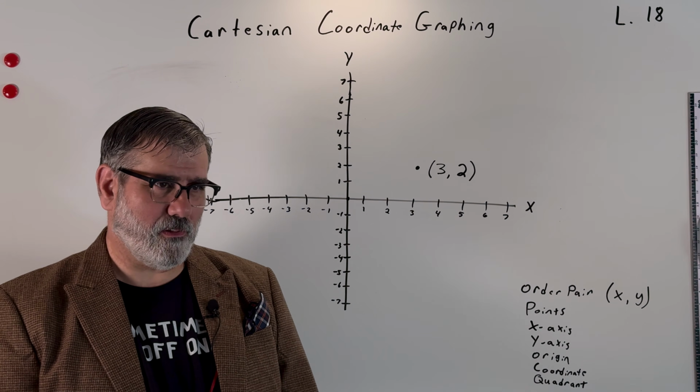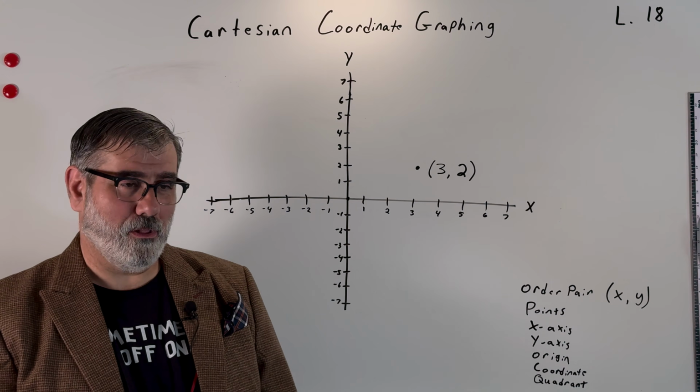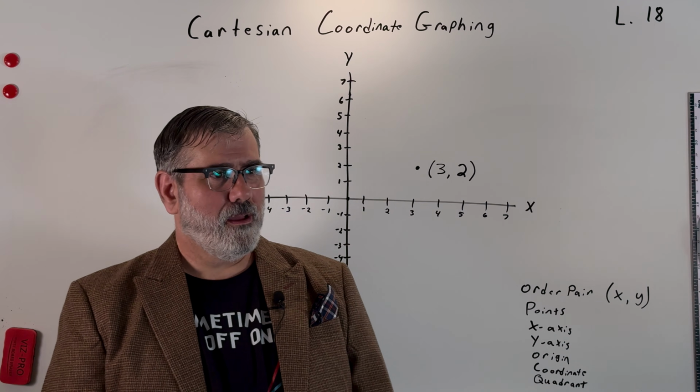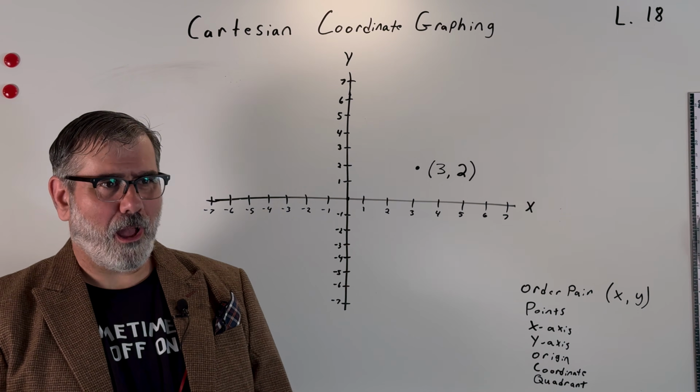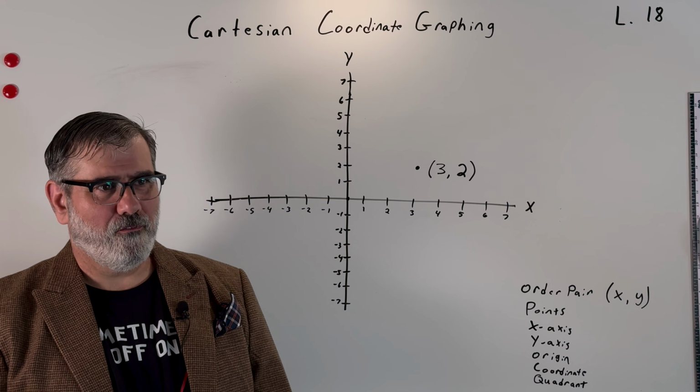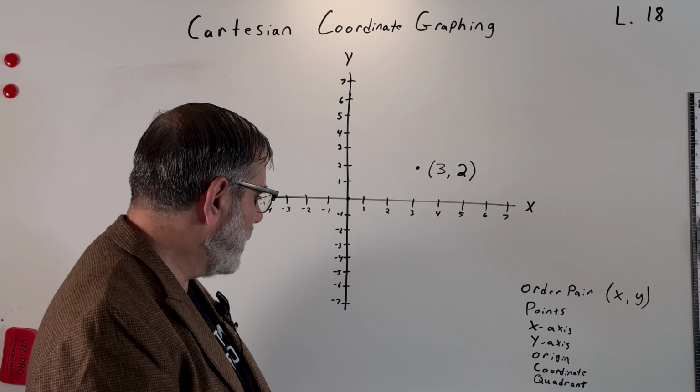How many wheels does a tricycle have? 3. It has 3 wheels. Tri means 3. If I had a quadcycle, how many wheels do you think it would have? 4. Yes, so quad comes from the Latin for 4.